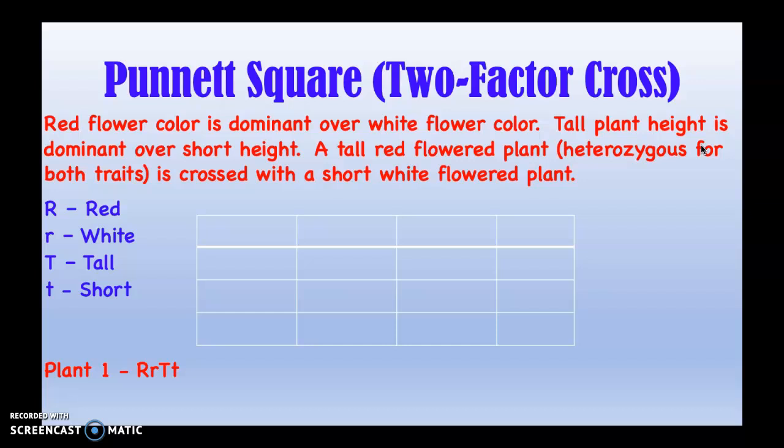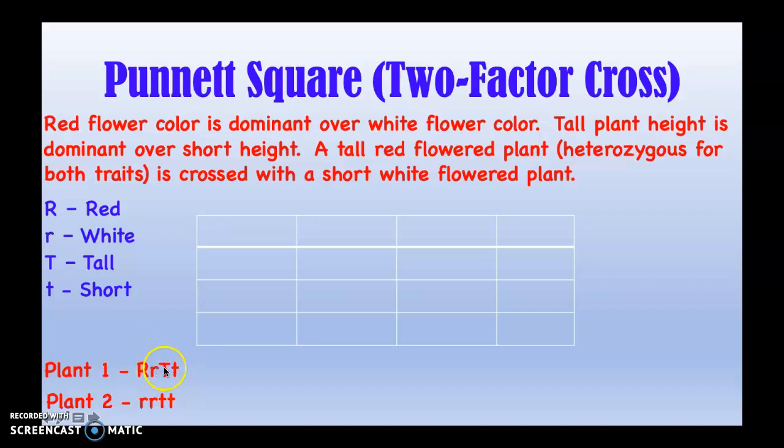The second plant is short with white flowers. Both of those are recessive traits. We learned earlier the only way to have a recessive trait using Mendel's laws is to have only recessive alleles. Okay, so to have white flowers, it must have 2 little r's, and to be short-stemmed, it must have 2 little t's.